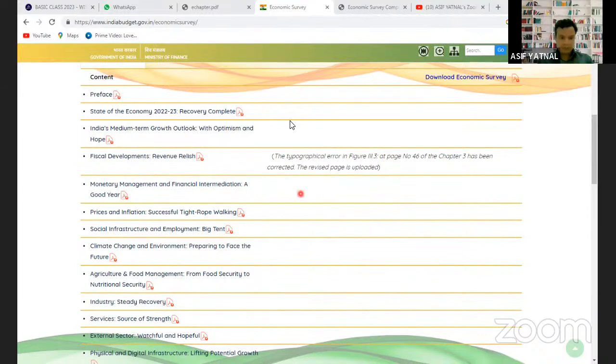Clear? Now third is fiscal development and revenue relief. Third, GS paper 3, last topic, that is government budget. So what are the fiscal development and revenue relief? Revenue relief का मतलब, anyone knows what is the meaning of revenue relief?